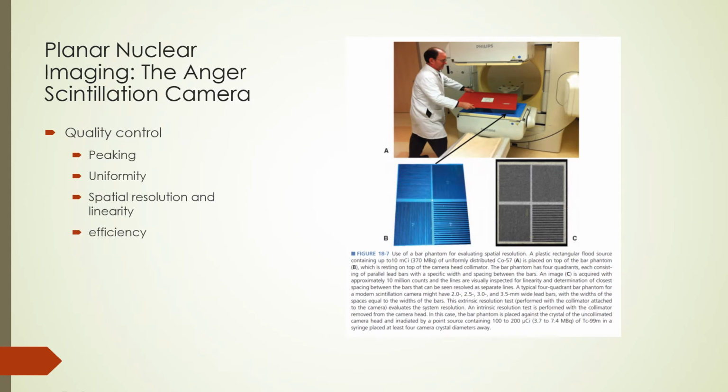Let's look next at quality control. Quality control is important to keep imaging equipment performing at a high level and to discover performance issues before they affect image quality. Quality control tests performed for gamma cameras include peaking, uniformity, spatial resolution and linearity, and also efficiency. We shall start with peaking on the next slide.